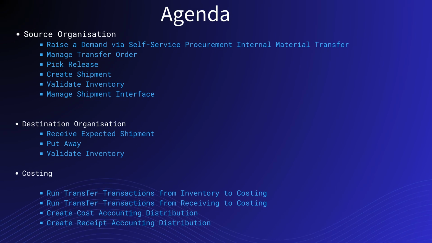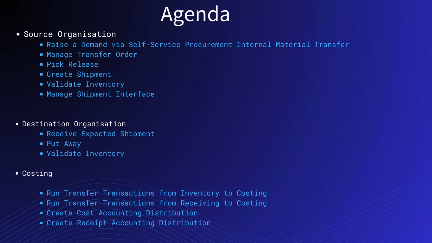So the agenda of today's session is, from the source organization perspective, we'll raise the demand via self-service procurement, internal material transfer. Then we'll check supply chain orchestration and make sure the transfer order is getting created. We'll do the pick release, we'll create the shipment, we'll validate the inventory, whether the goods have actually been shipped out from the inventory org. We'll run the manage shipment interface. And from the destination organization, we'll receive the expected shipment, we'll put away, and we'll do the validation on the inventory side.